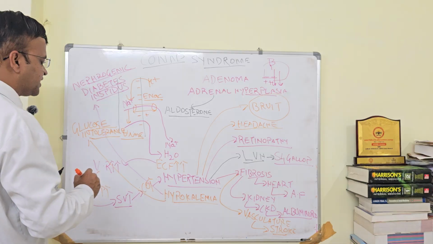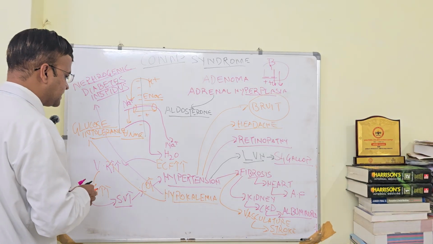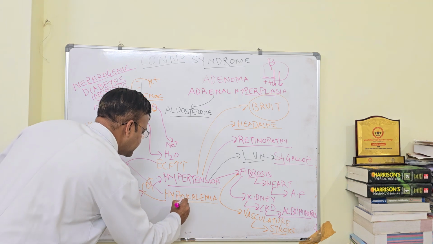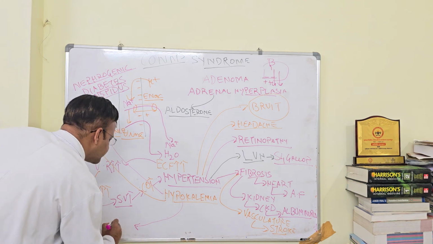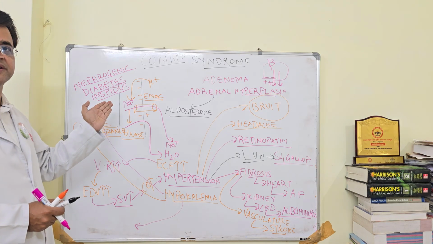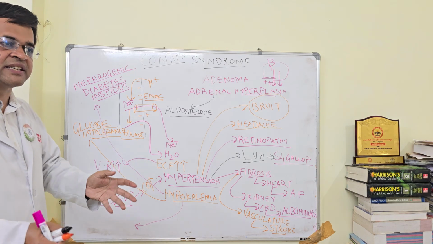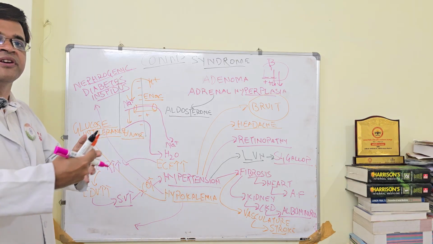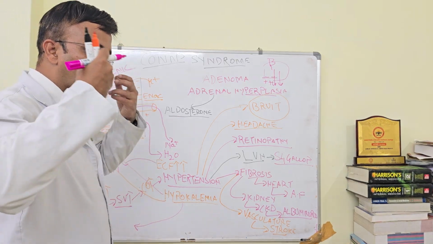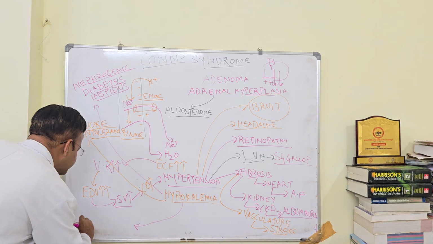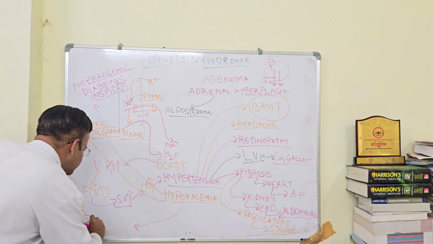What else can hypokalemia lead to? Hypokalemia can lead to polyuria. How can it lead to polyuria? Nephrogenic diabetes insipidus it is leading to. The aquaporin 2 channels are not getting recruited, so water won't be reabsorbed. So all that water will go outside in urine. You will get polyuria.